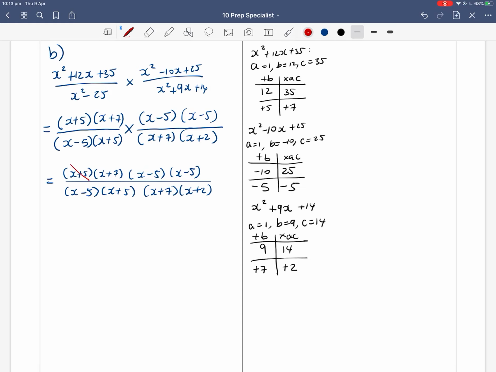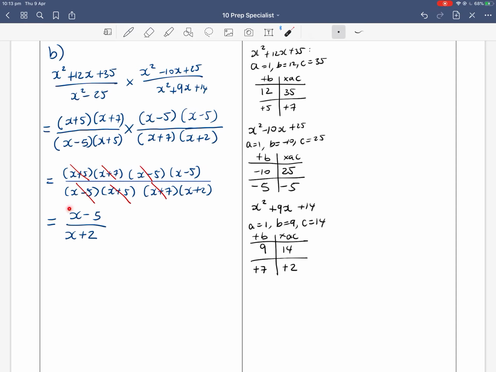So on the top I have an x plus 5, on the bottom I have an x plus 5, that can go. On the top I have an x plus 7, on the bottom I have an x plus 7, they cancel. On the top I have an x minus 5, on the bottom I have an x minus 5. And that's all that's in common. So all that I have left is x minus 5 all over x plus 2.